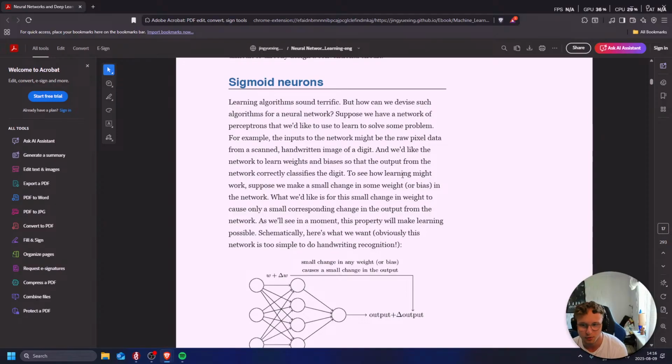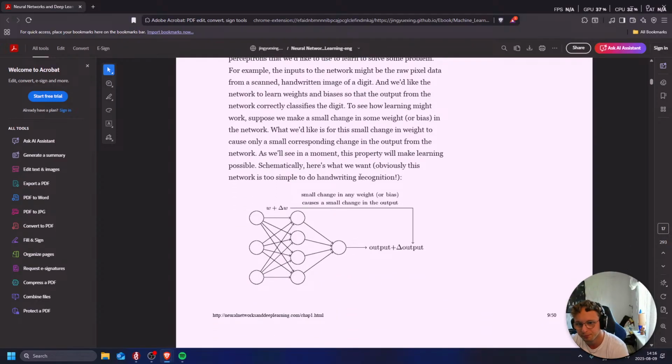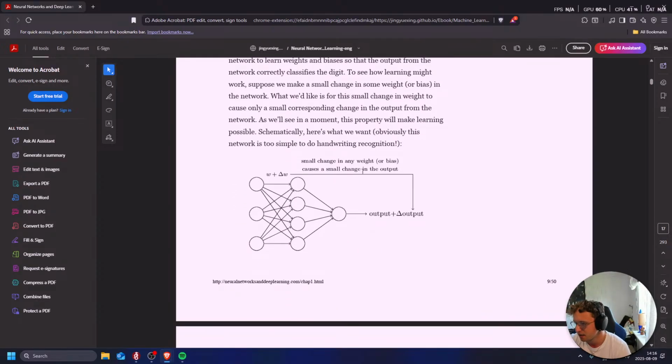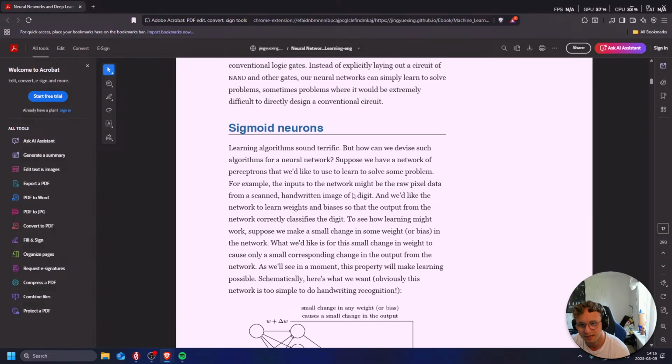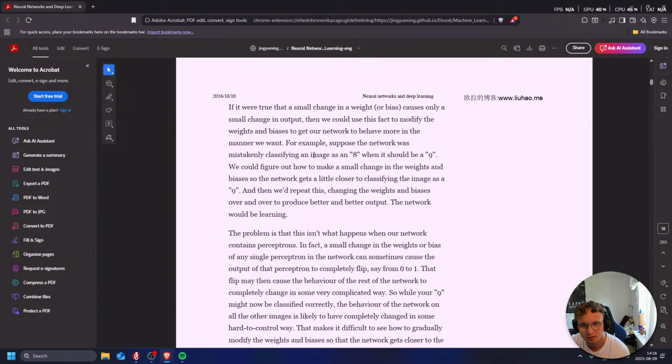Schematically, here is what we want. Obviously, this network is too simple for handwriting recognition. But this kind of makes sense. So they basically just take the output and input it into the module itself again, I think. Or, yeah, so it's output plus the change of output, right? Kind of makes sense. But is this what they call a sigmoid neuron?